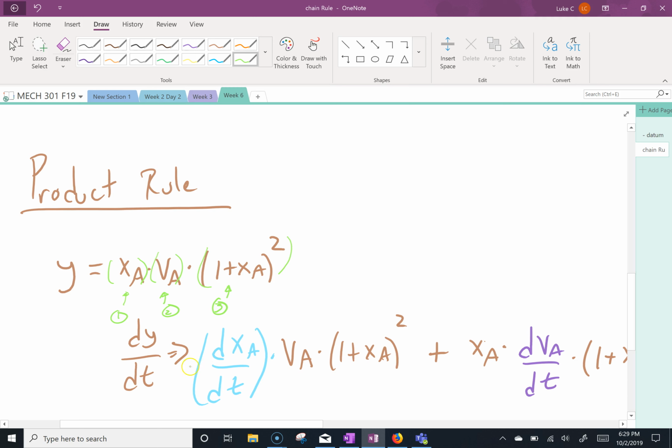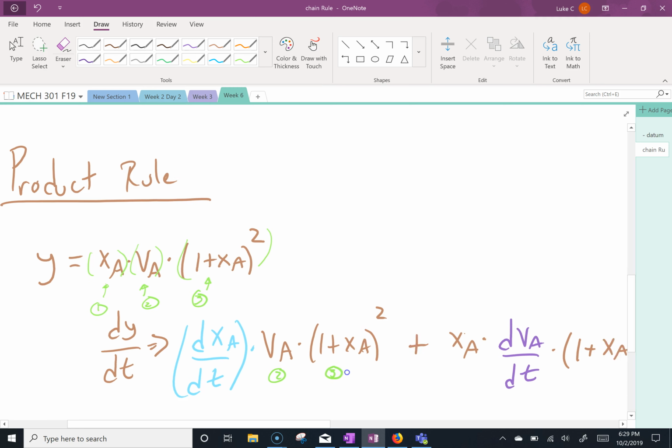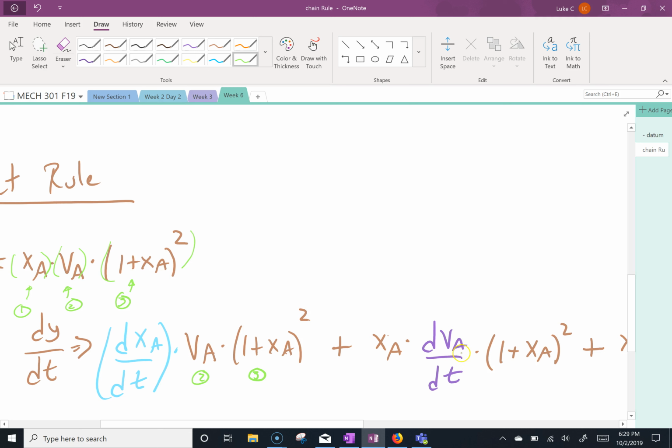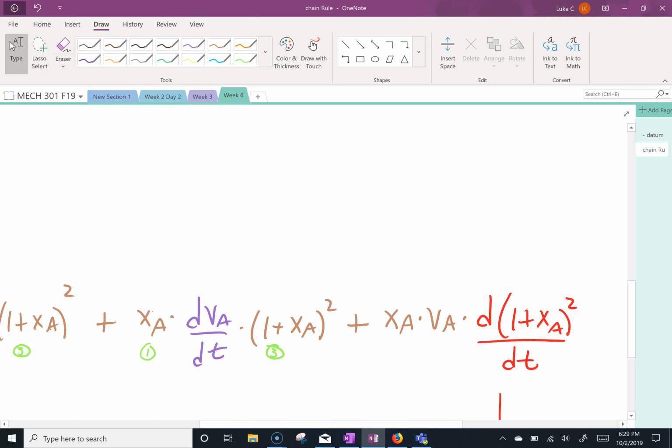So here, I've now, down below here in light blue, I take the derivative of x with respect to t and multiply by the other 2 functions. Okay, so 2, 3. Then I add the derivative of the second, which is here purple, and I multiply by the first and the third. And then finally we add the derivative of the third times the first 2.